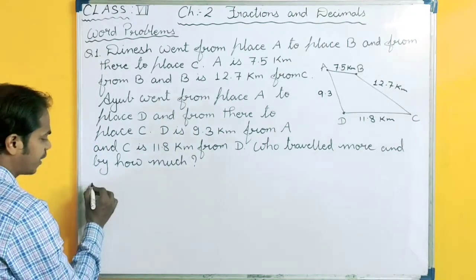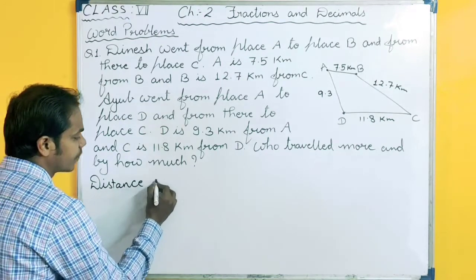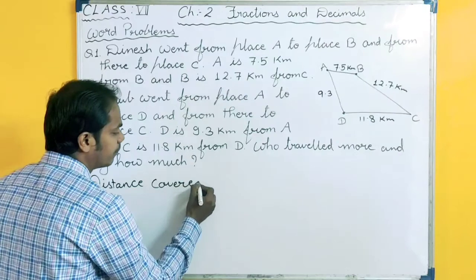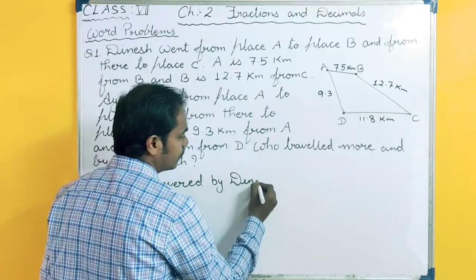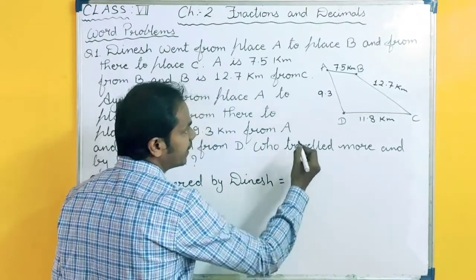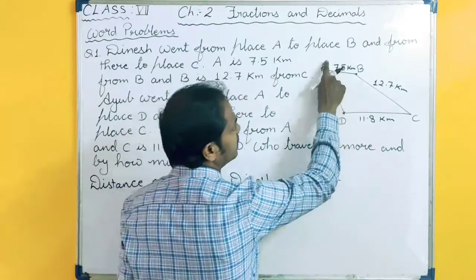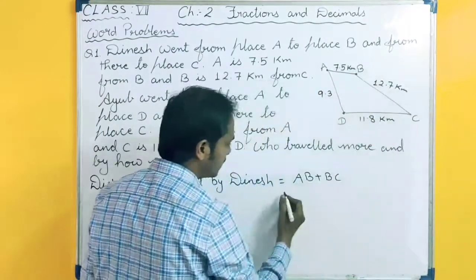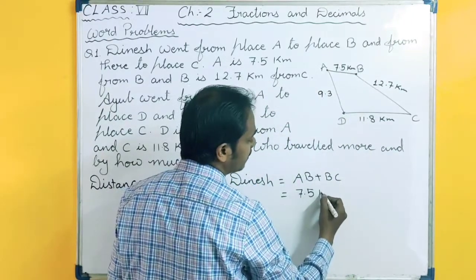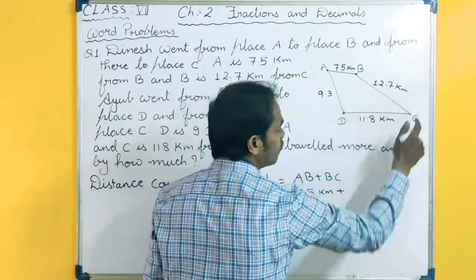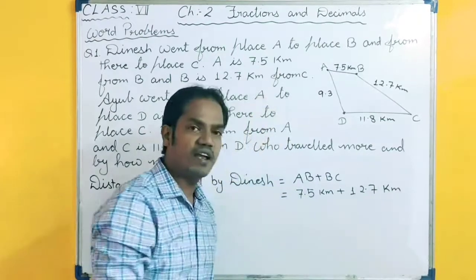So first of all we will calculate the distance covered by Dinesh. What is the distance covered by Dinesh? AB plus BC. First he went from A to B and then B to C. What is the distance of AB? 7.5 kilometer. And what is the distance of BC? 12.7 kilometer. Already we have done addition.